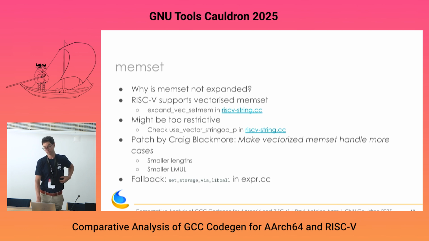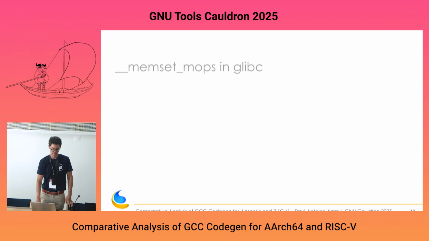So in the end, what happened is that GCC tries many different things, but this is what's supposed to be the most efficient, at least for RISC-V. But when you go through all the possibilities in the list and nothing works, it just falls back to set storage via libcall, and it ends up in a call to memset from GCC.